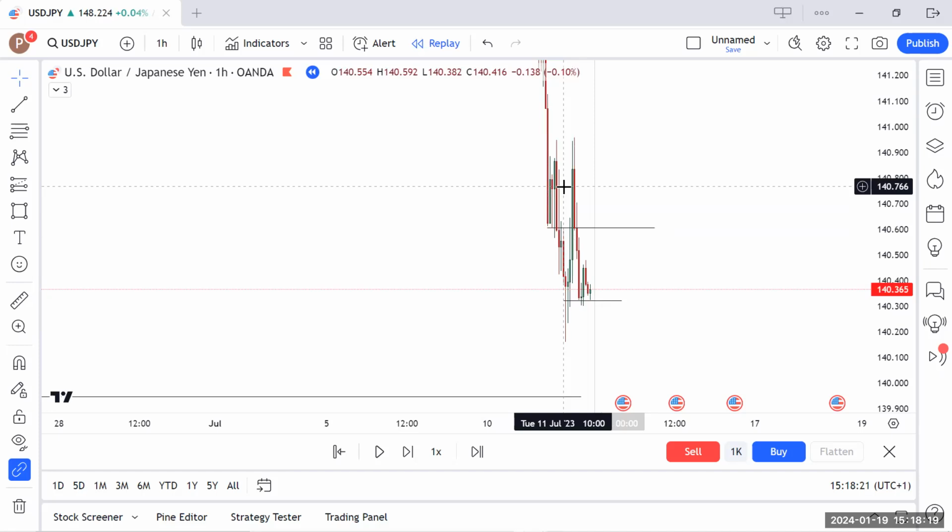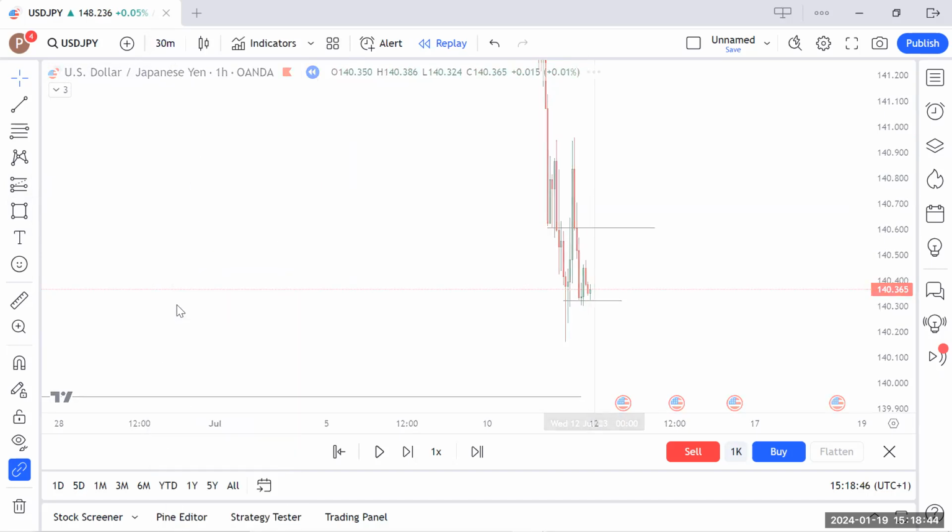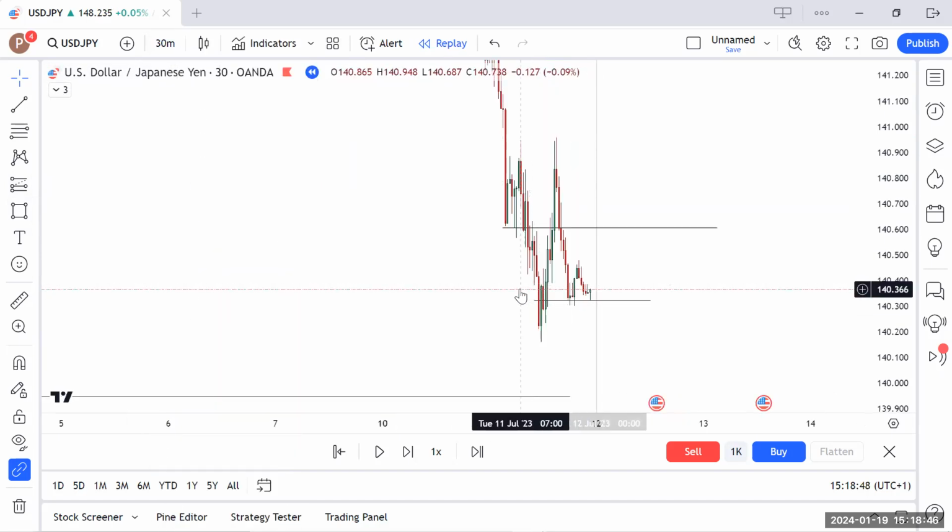There was a red folder news on USDJPY on the 11th, and we already got our direction that the market was going to continue to the downside based on the news. So all we needed to do was wait for our trade confirmation, and let's go to the 30-minute time frame, right?